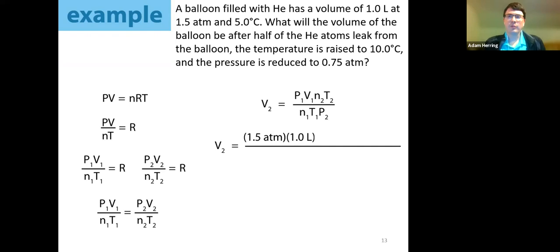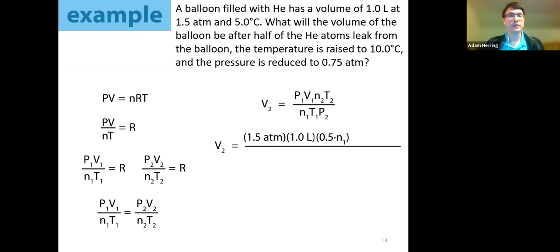Now, what about the number of moles? Well, what we know is that half of the moles have left. So our final number of moles is going to be 1/2 of the initial. It turns out that it doesn't matter exactly how much it is. It's just the ratio of those that we need to account for.